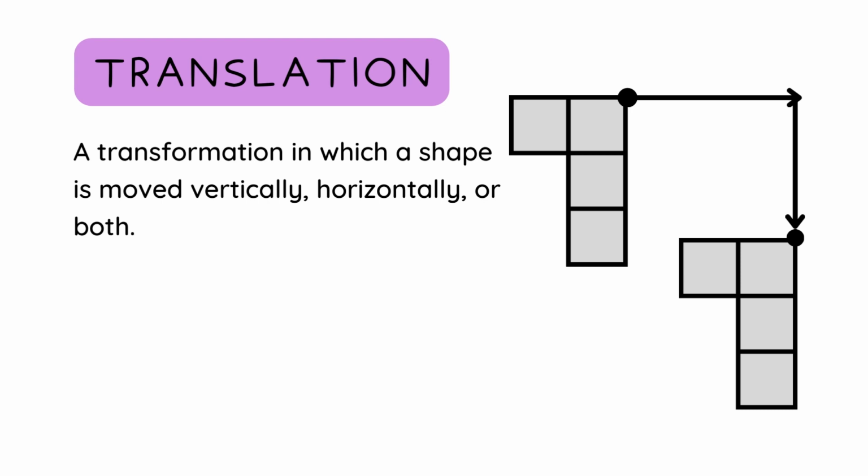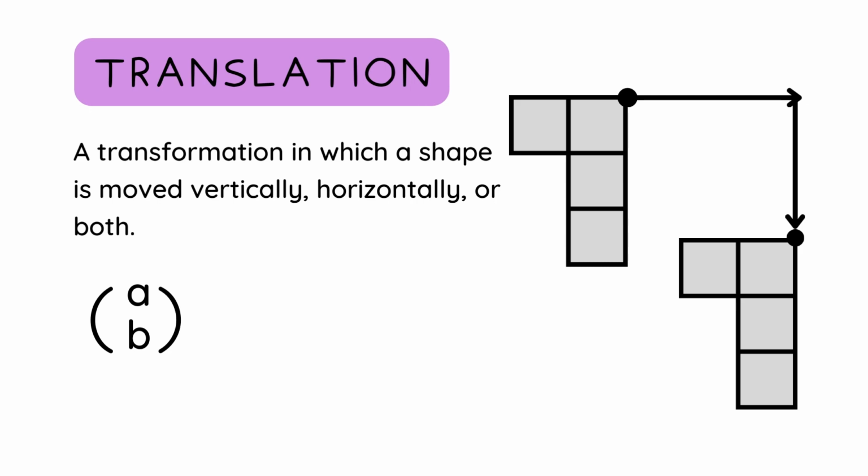Translation is a transformation in which a shape is moved vertically, horizontally, or both. And we need information, right, on how to move the object vertically, horizontally, or both. And the information will be given in the form of column factor. Look on the slide. There is an AB with a bracket, right? That one's a column factor. In that column factor, you have A and B.